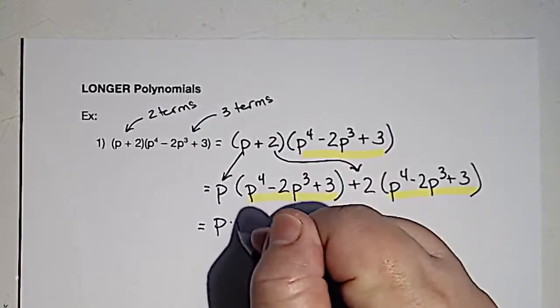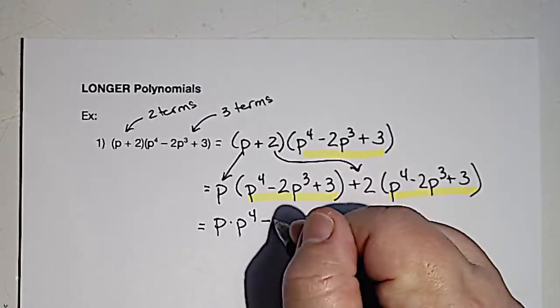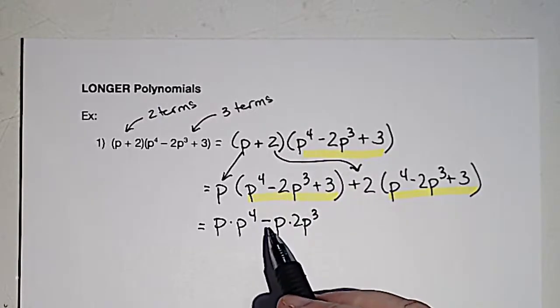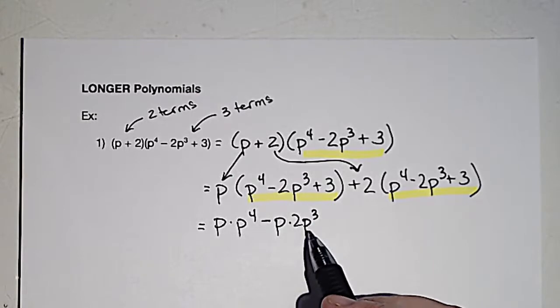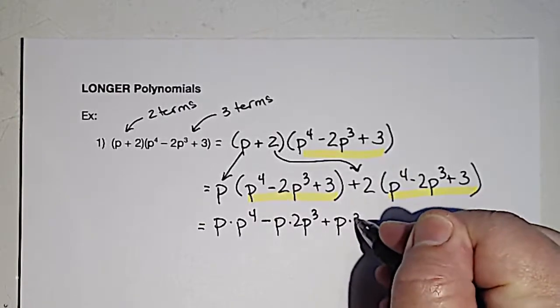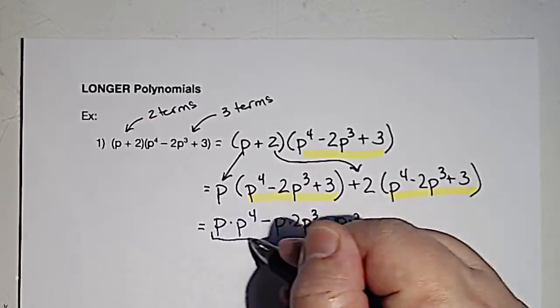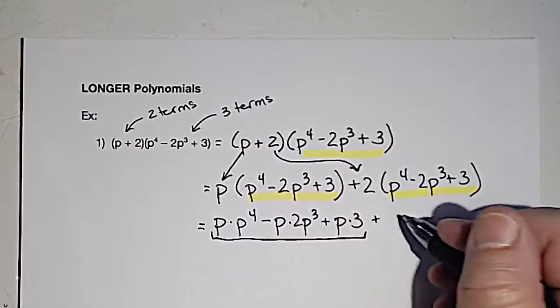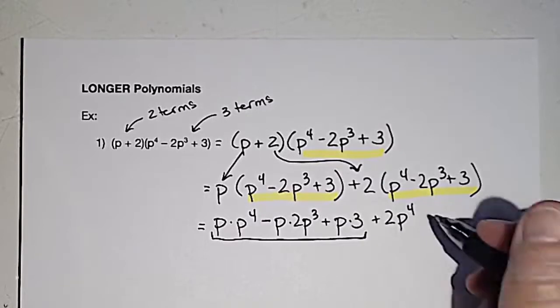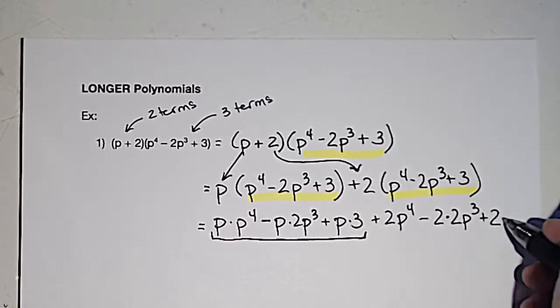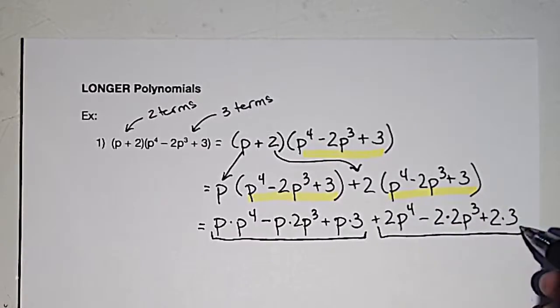So p times p to the 4th minus p times 2p cubed. Notice that I always choose to put the sign first and then the rest of what's going on. So this might be slightly different than what you learned. That's fine. Everyone's got different styles. And p times 3. So that's the p going on vacation. Now let's do the 2. 2 times p to the 4th minus 2 times 2p cubed plus 2 times 3. That's the 2 going through.